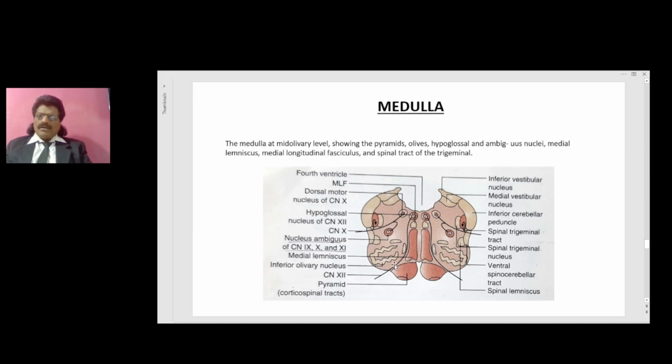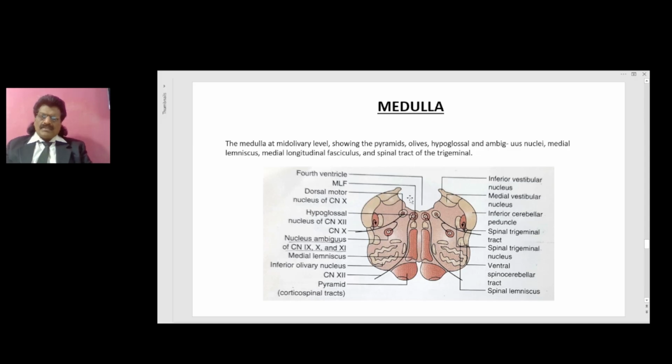Now we'll talk about the medulla oblongata. The medulla at the mid-olivary level showing the pyramids, the decussation of the corticospinal tract, the olives, the hypoglossal and the ambiguus nuclei, the medial lemniscus, the medial longitudinal fasciculus and the spinal tract of the trigeminal nerve.